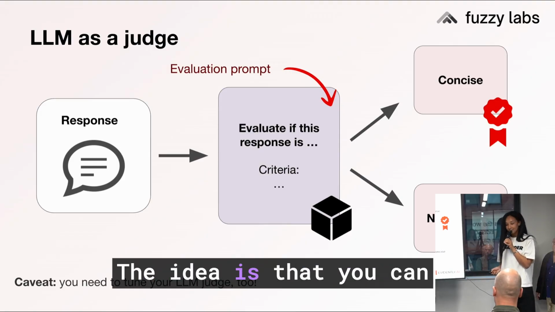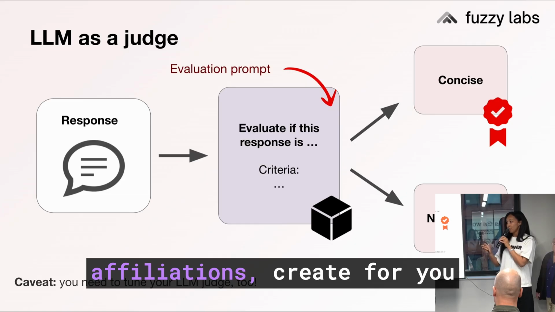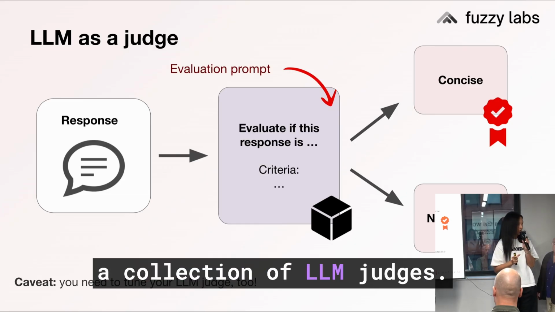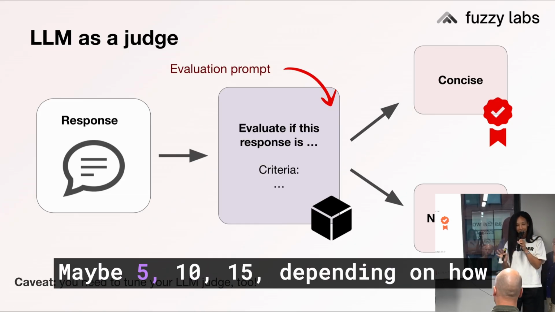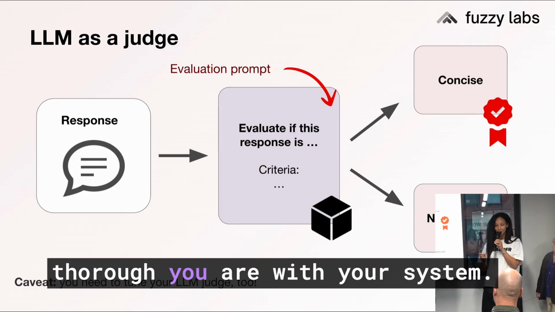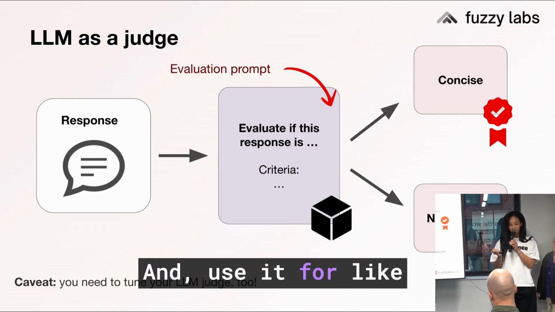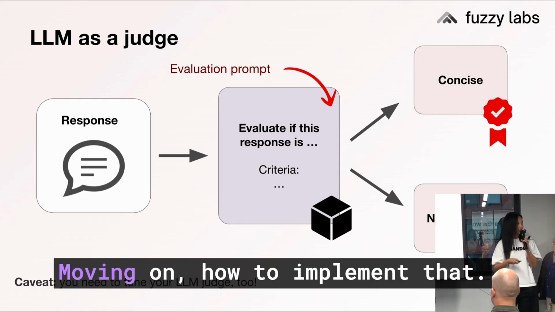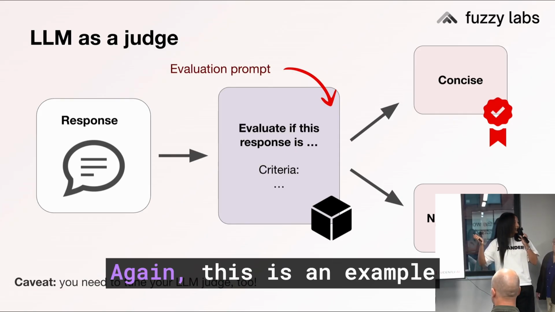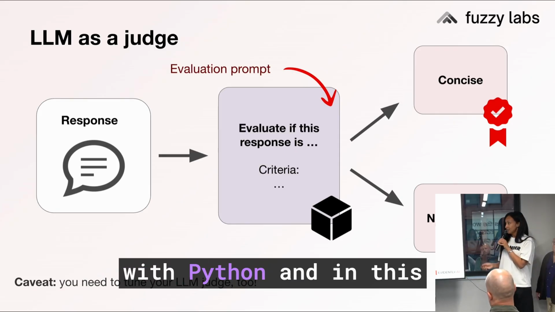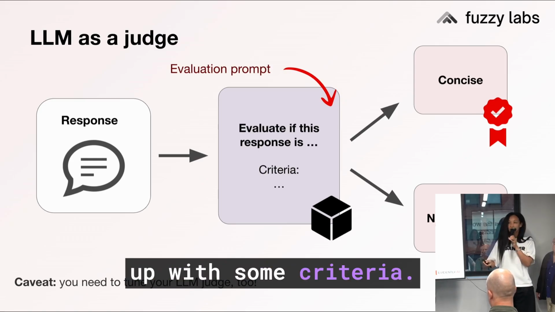The idea is that you can automate those kinds of evaluations and create a collection of LLM judges, maybe 5, 10, 15, depending on how thorough you are with your system, and use it for quite a lot of data sets. Moving on, how to implement that. Again, this is an example with Python, and in this case, you just need to come up with some criteria.